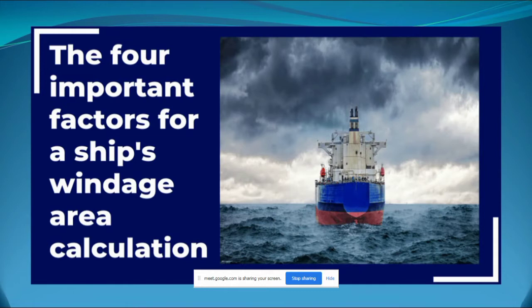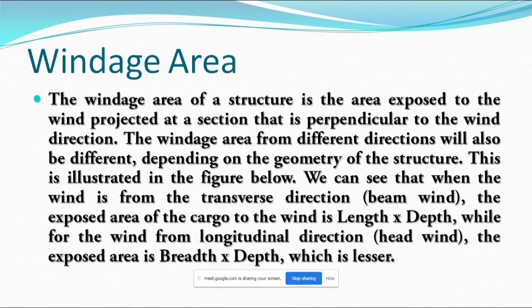the 4 important factors for a ship's windage area calculation. The windage area, this is the area of a structure exposed to the wind projected at a section that is perpendicular to the wind direction. The area from the different directions will also be different depending on the geometry of the structure of the ship. This is illustrated in the figure below.